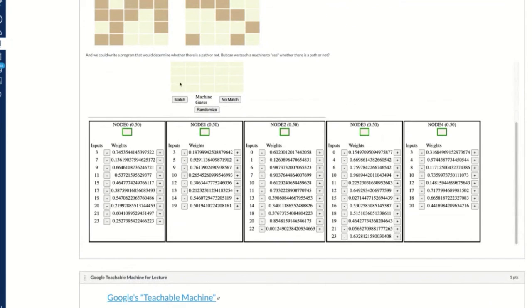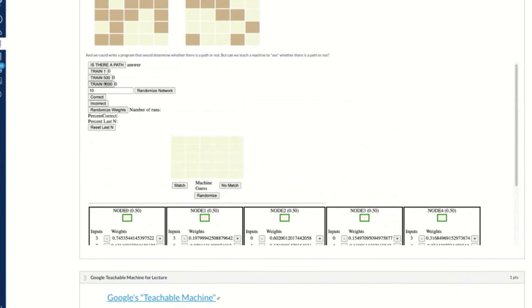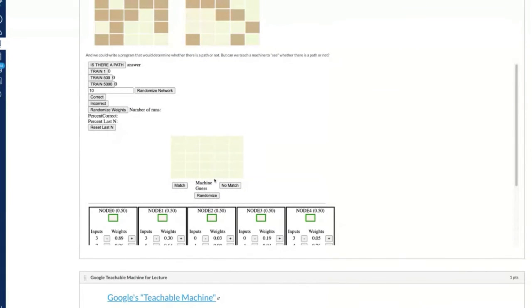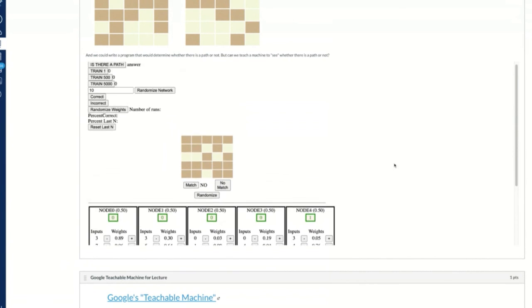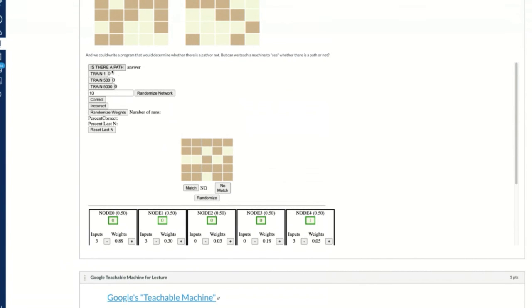And these are the weights, but I'm going to now randomize the weights, and then I'm going to pick a pattern, and I can ask, is there a path? So just for your eyeball, everybody should decide, is there a path or not? So the answer is there is no path.